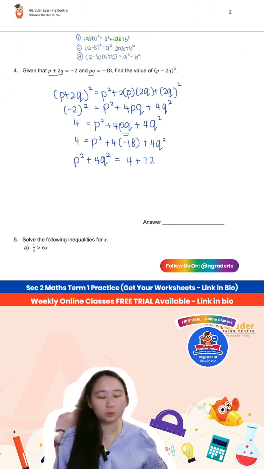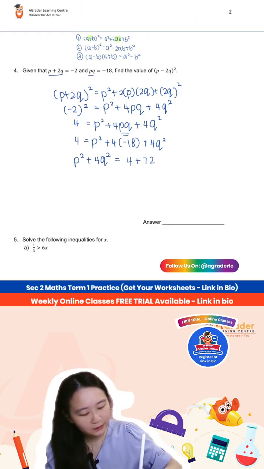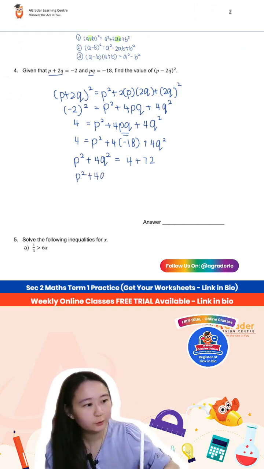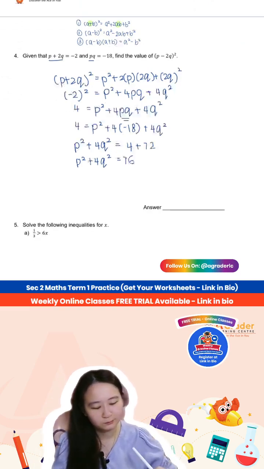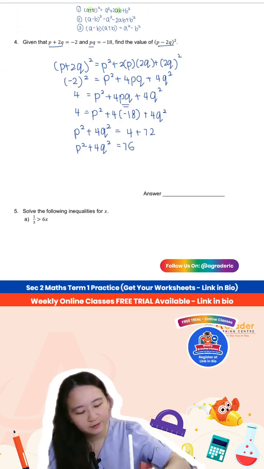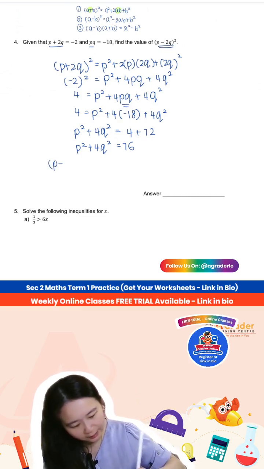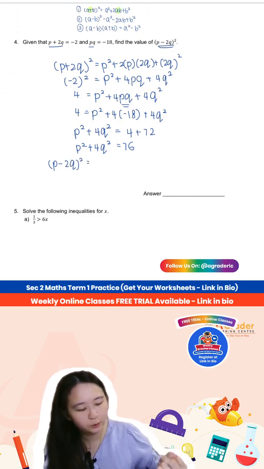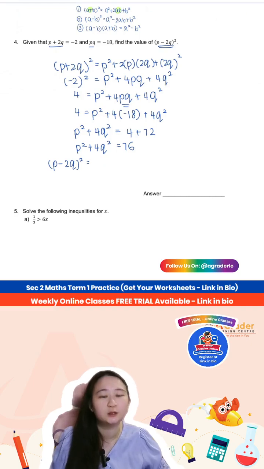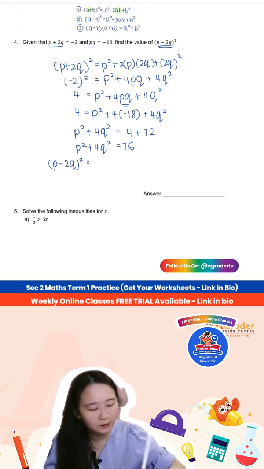For Sec 2 math. Okay, so p squared plus 4q squared equals 76. And then they're asking for this. What they want is p minus 2q the whole thing squared. So we use this second special algebraic identity to help us expand.